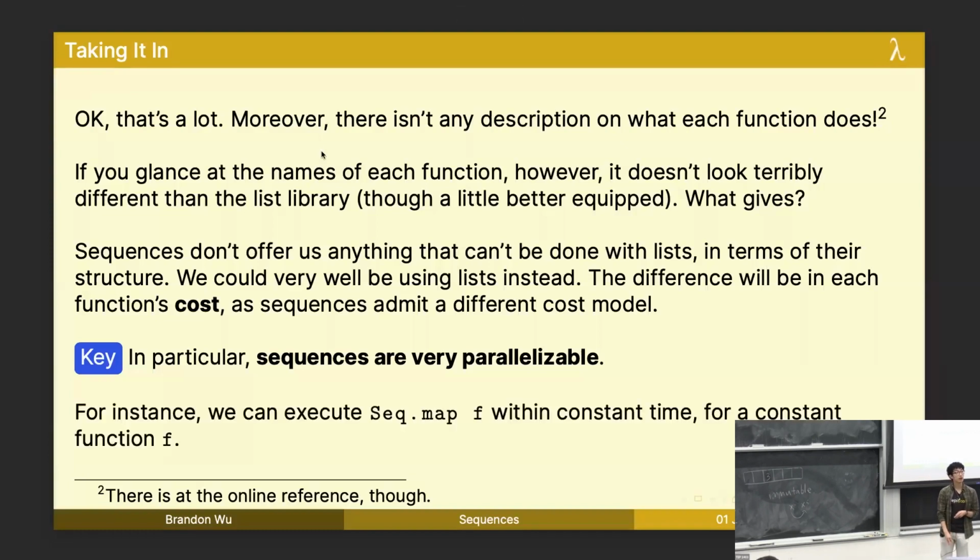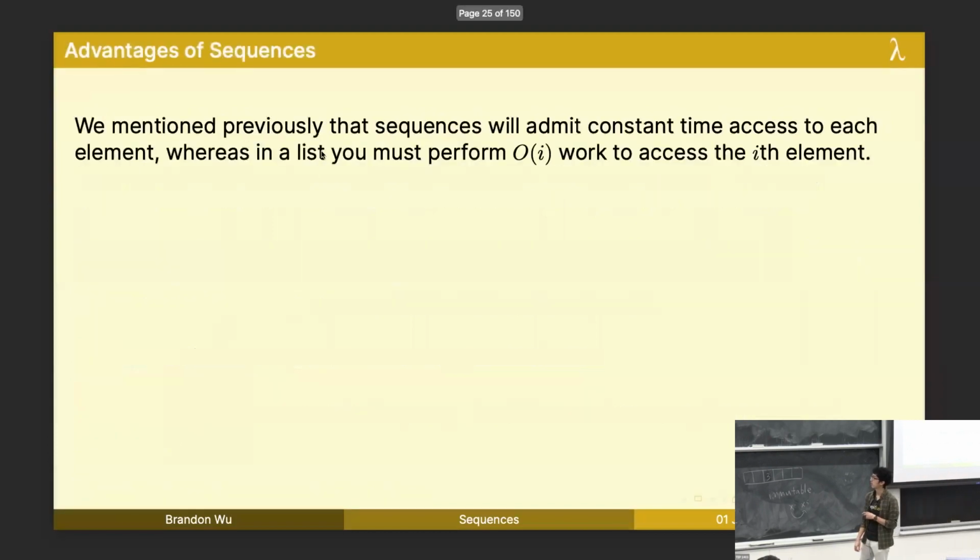All right. And I'll tell you, for instance, we can do seq.map f within constant time if we know that f is a constant time function. Okay, so that's one thing that we can do. All right. Okay, and I already told you that we can do constant time access for sequences, which you should know is different than O of i, since we usually have to access the ith element.